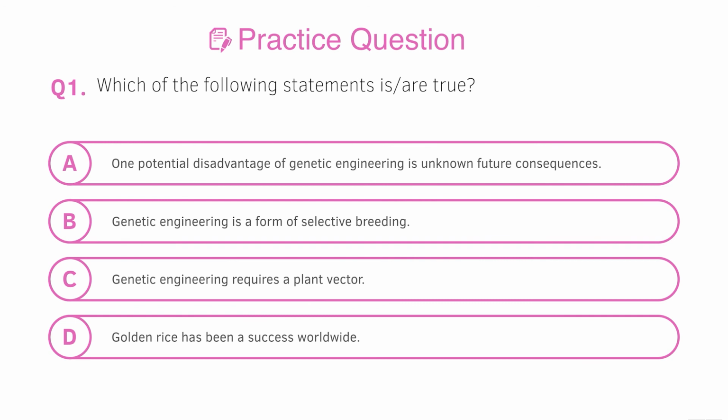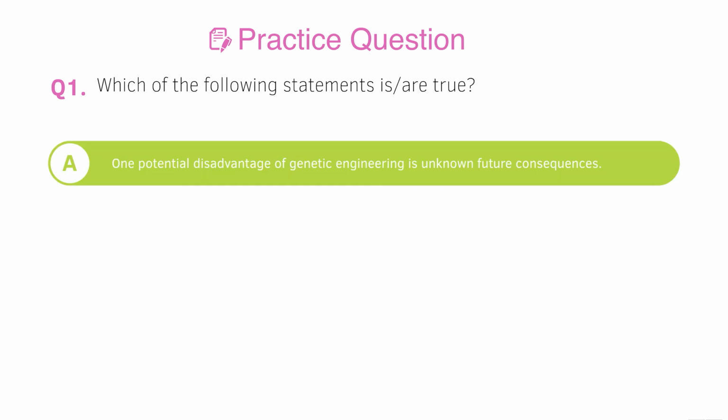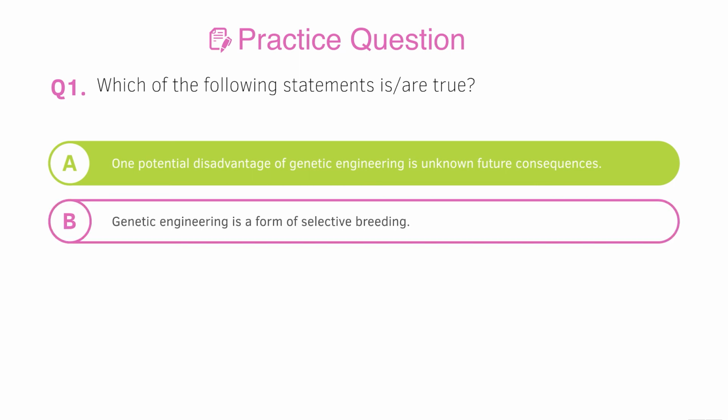Okie dokie, so let's go through some answers. So A is absolutely correct. So this is a potential disadvantage of genetic engineering. It's just simply that we haven't had it around long enough to actually know what its long-term consequences will be like. B, genetic engineering is a form of selective breeding.